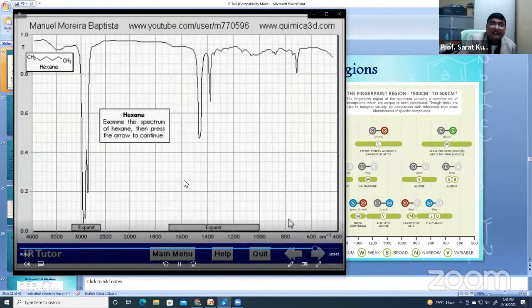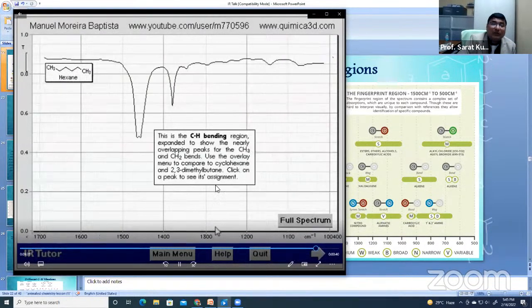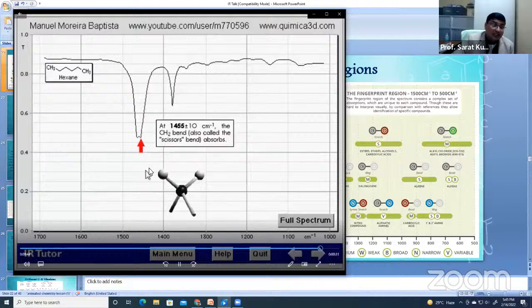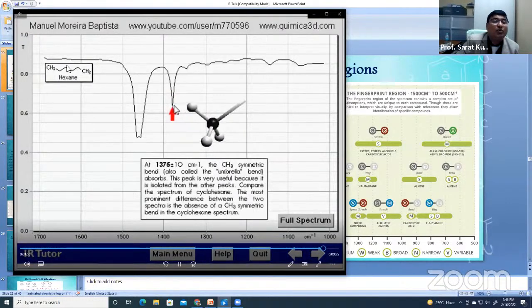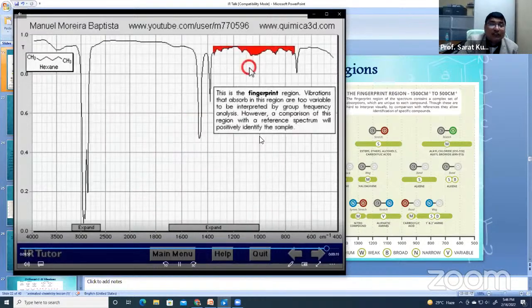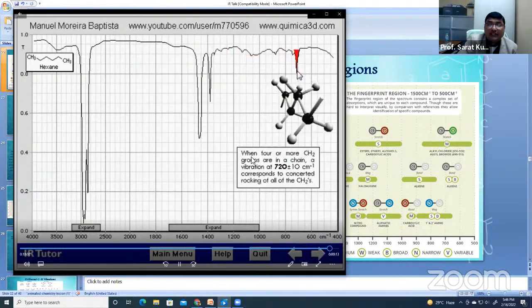If we change it and look at this CH, it comes at 1460, giving the CH3. The CH vibration is present in this CH2 and this CH3 also, but it is different. That depends upon what? The same factor: the bond strength and the change in the interference.